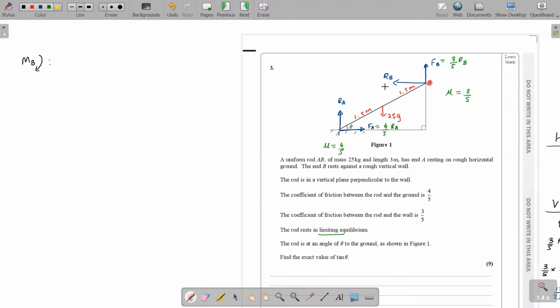Shall we try 25G? What kind of moment do you think 25G will produce? It gives you an anti-clockwise moment, right? It's pulling this way. It's an anti-clockwise moment, so I use clockwise as positive. So minus 25G. What's the perpendicular distance? Now our force is vertical here. If our force is vertical, the perpendicular distance from point B to the force is horizontal. That's the catch here. When your force is vertical, the perpendicular distance between the point that you are taking the moment about and the force is going to be horizontal.